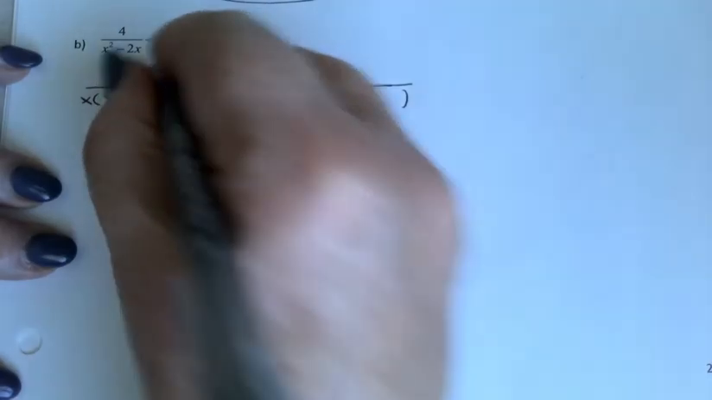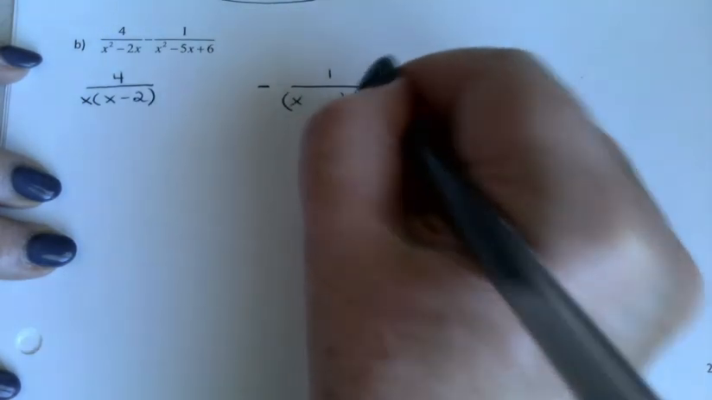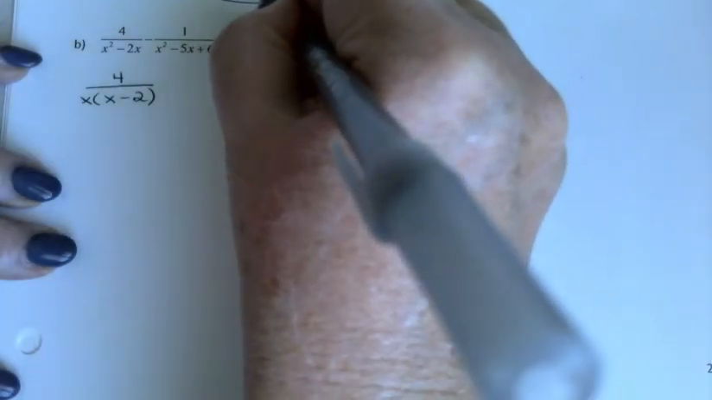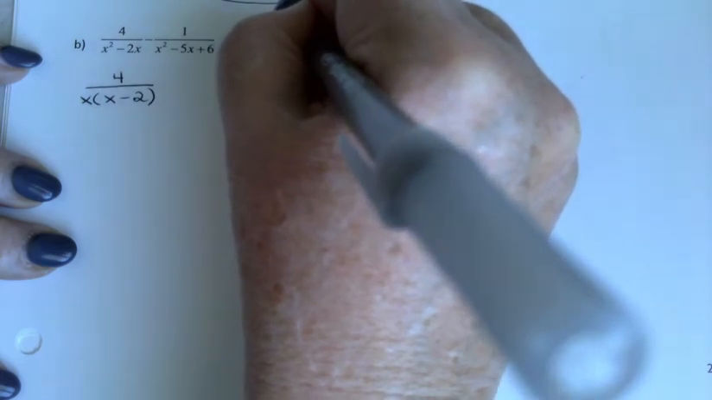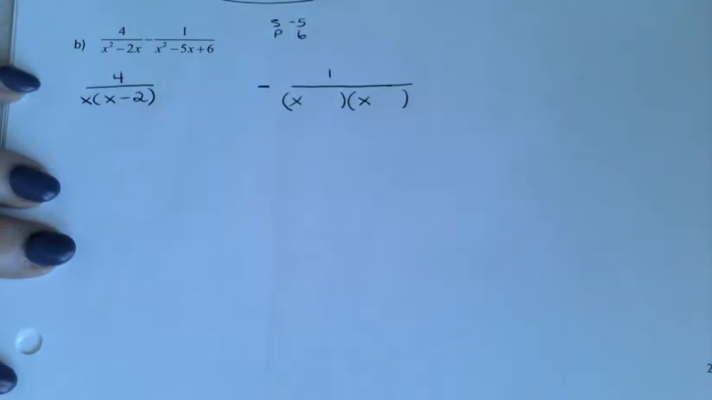let's see, x squared would be x times x. Trinomial is sum of negative 5, product of 6. Thinking negative 2, negative 3.